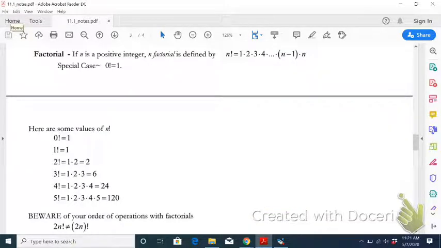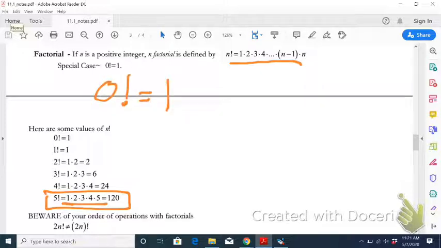Factorial just means, so if you look at 5 factorial down here, you take that number next to the exclamation point, and then subtract 1, and then keep subtracting 1 until you get down to 1 and multiply all those numbers together. So n factorial is defined as 1 times 2 times 3 times 4 times all the way up till n minus 1 times n. Now a special case of that is 0 factorial is equal to 1.